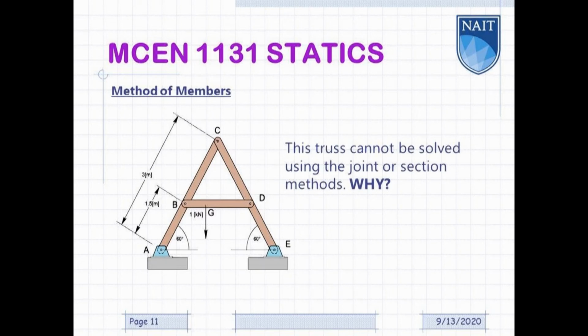Consider the diagram shown here. The truss pictured cannot be solved using the method of joints or the method of sections. Why?